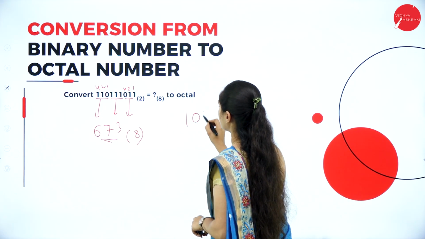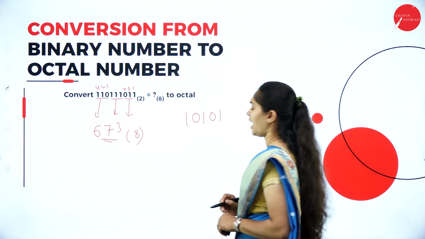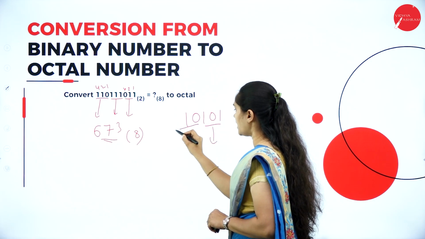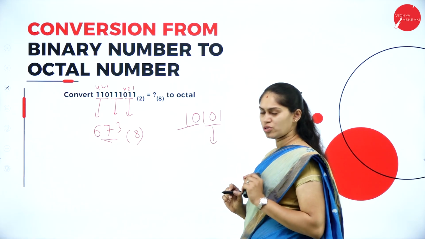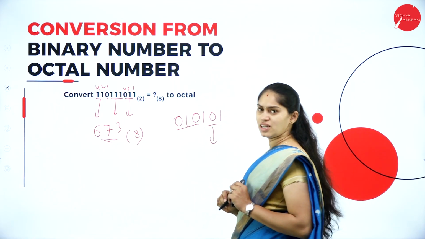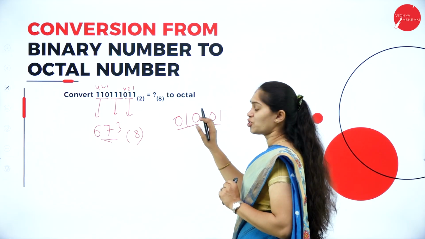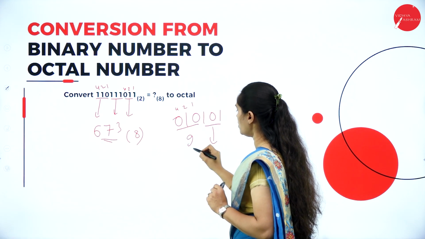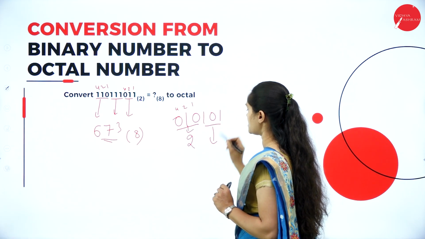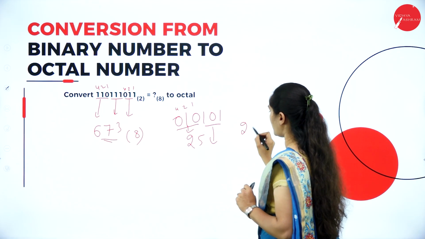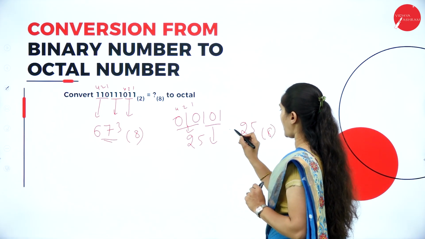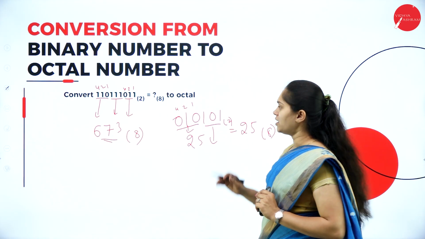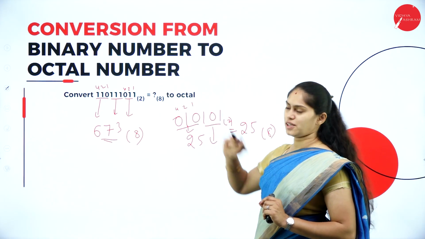And for this one, am I able to make a group of 3? I can take this as one group, and here we have only 2 digits. So I have to insert one more 0 here. Now it becomes a group of 3. So here, what is the equivalent value? It is 2, and for this the equivalent value is 5. So 25 of base 8 is the answer for this equivalent binary number. Okay, this is how we are going to convert from binary to octal.